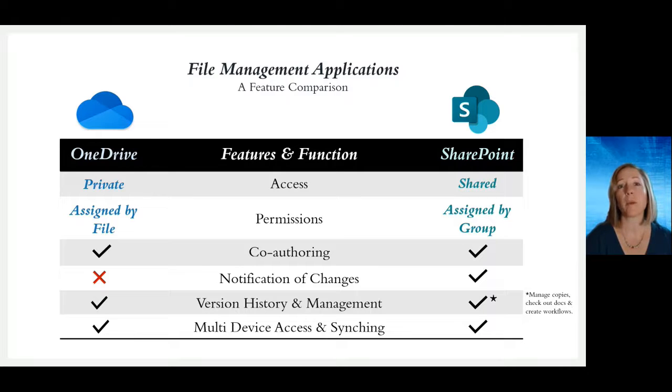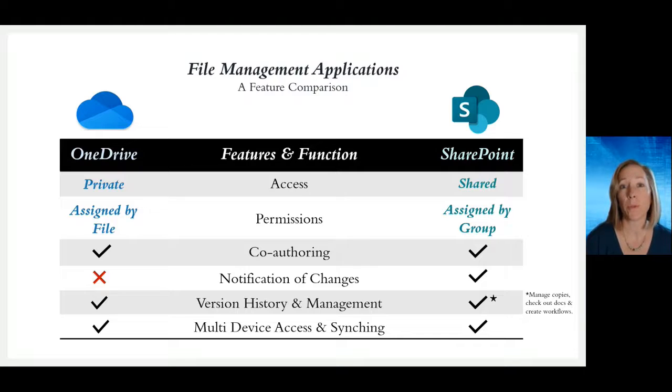And this is defined by permissions. Permissions in OneDrive are assigned by file, meaning each individual file is private unless the owner grants sharing permissions to individuals or groups. Whereas by default in SharePoint, permissions are assigned by group. So anyone who has access to a certain file location can view the files that are sitting within there.